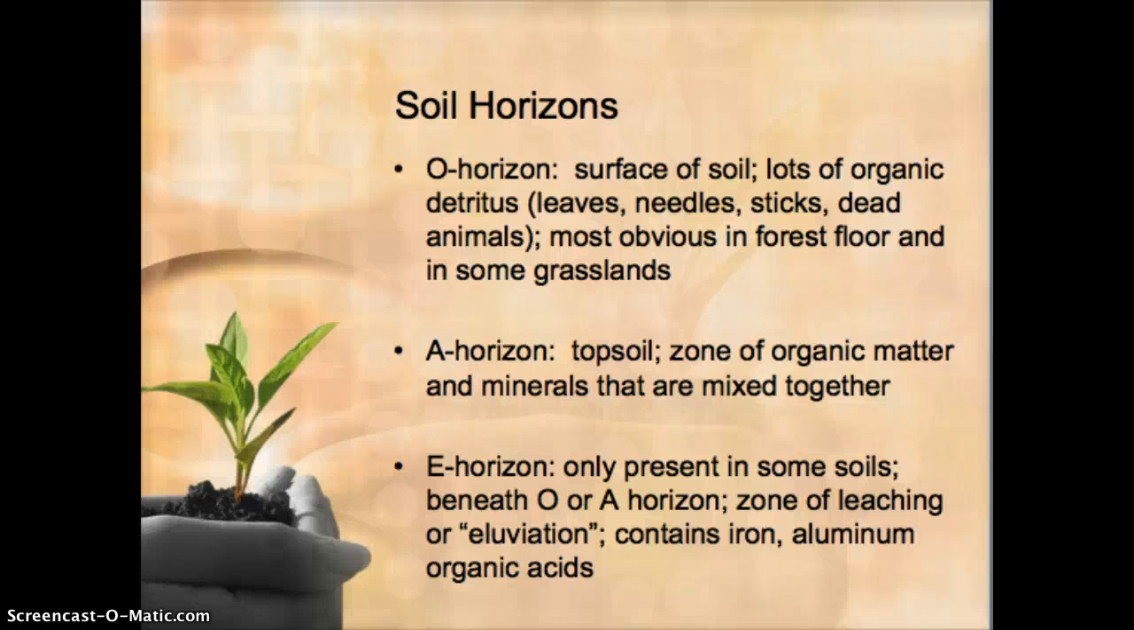The next part is called the E horizon. So underneath the A is E. It's only present in some soils. This is where, as we said, water that's not absorbed can leach some of those nutrients out of that layer. So this is going to be the zone of leaching. Another word for that is alluviation. Here you're going to have iron deposits, aluminum, some organic acids. So this is usually going to make the soil pretty acidic in that E horizon because of the iron, aluminum, and organic acids that would be there.